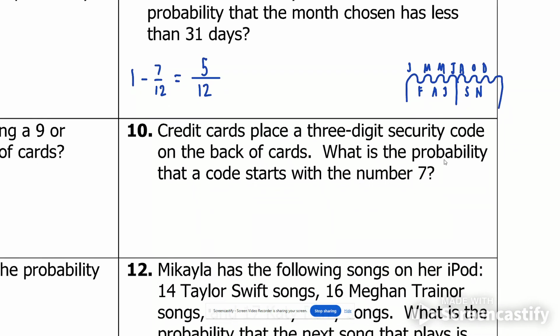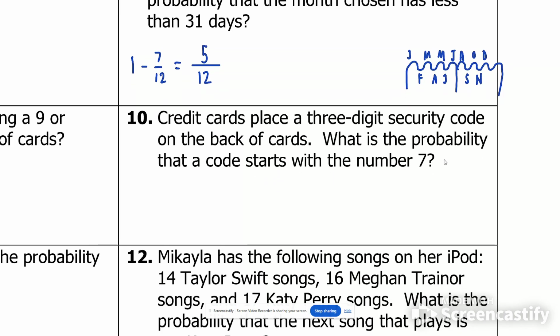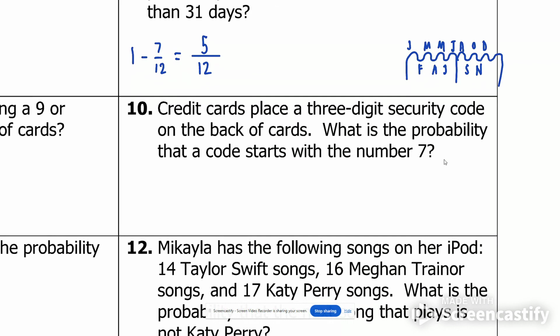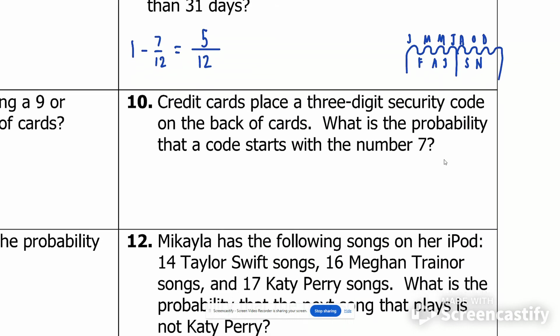All right, number 10. Credit cards place a 3-digit security code on the back of cards. What is the probability that a code starts with the number 7? All right, so this one's a little bit more challenging. So let's start with the bottom number. What's the total possibilities that you could have for 3 digits?